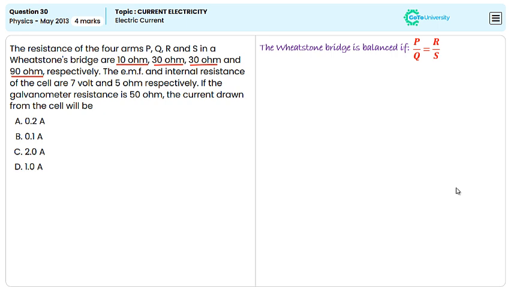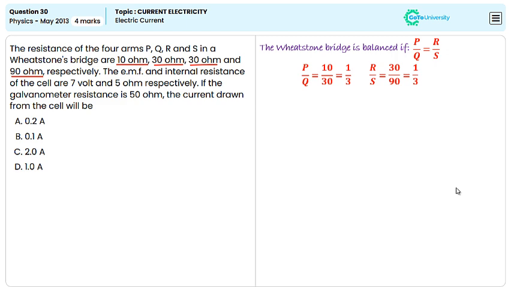P by Q is equal to 10 by 30, which is 1 by 3. And on the right hand side, R by S is equal to 30 by 90, which is 1 by 3. Since P by Q is equal to R by S, the Wheatstone bridge is balanced, meaning no current flows through the galvanometer. When the bridge is balanced, the two branches PQ and RS can be considered as two parallel resistors.